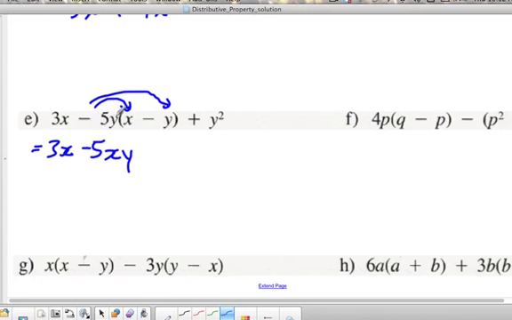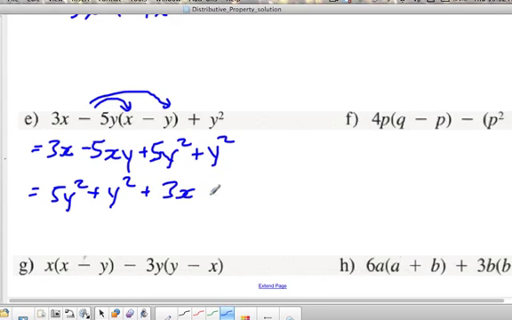So we'll put it in an alphabetical order, but it doesn't really matter. And negative 5y times negative y is going to be positive 5, and y times y is y squared plus y squared. So I'll put the y squared terms first. So 5y squared plus y squared plus 3x subtract 5xy. So I've collected my like terms.